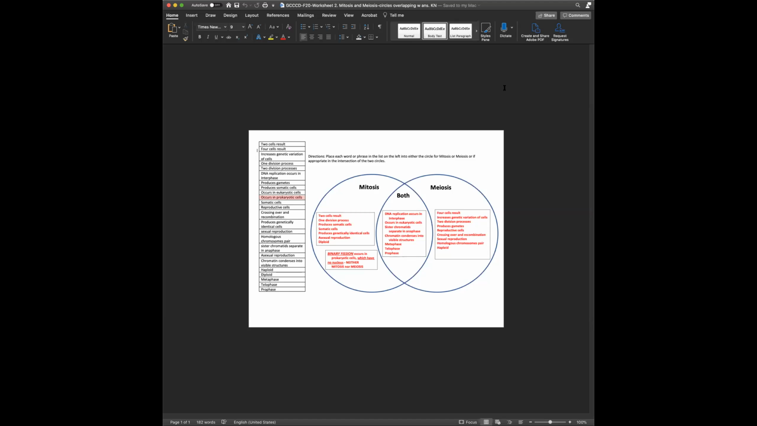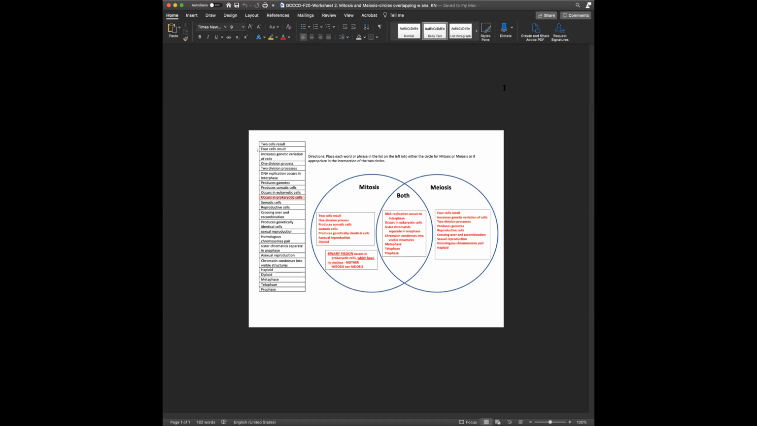Okay, 2 cells result. That would be mitosis. Next, 4 cells result. That would be, of course, meiosis. Increase in genetic variation of the cells. That would be only meiosis. Does not happen in mitosis. It's a 1 division process, mitosis, 2 division process, meiosis.